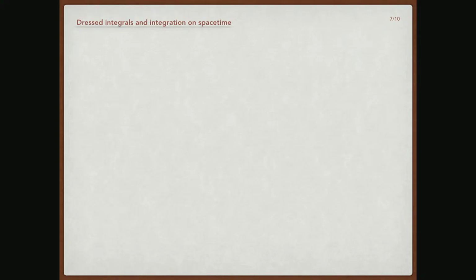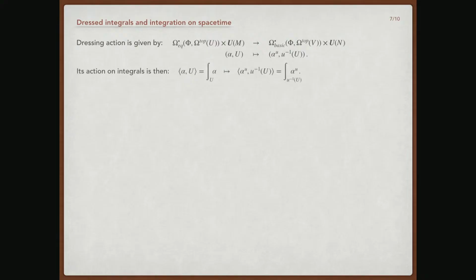Okay. So we have seen how to dress forms. Now we can very naturally see how you can dress integrals. We've seen how integrals transform under the diffeo group of the field space, so we apply exactly the same rule of thumb. We have a bare integral, so to speak, of a bare integrand over a bare subregion of the manifold. The dressed integral would be defined like this.